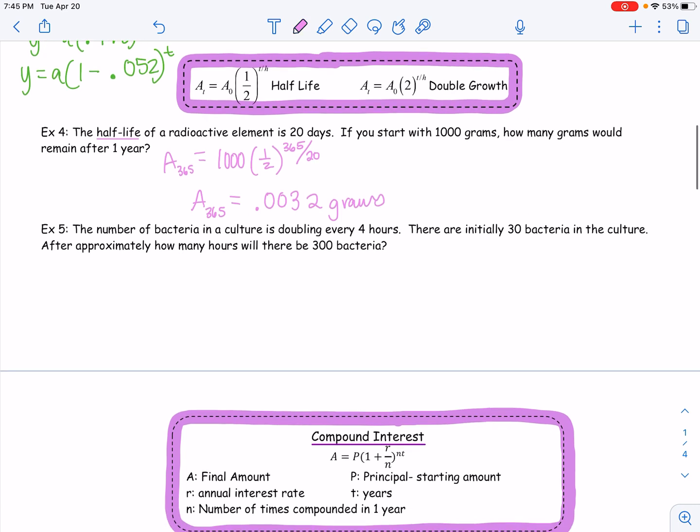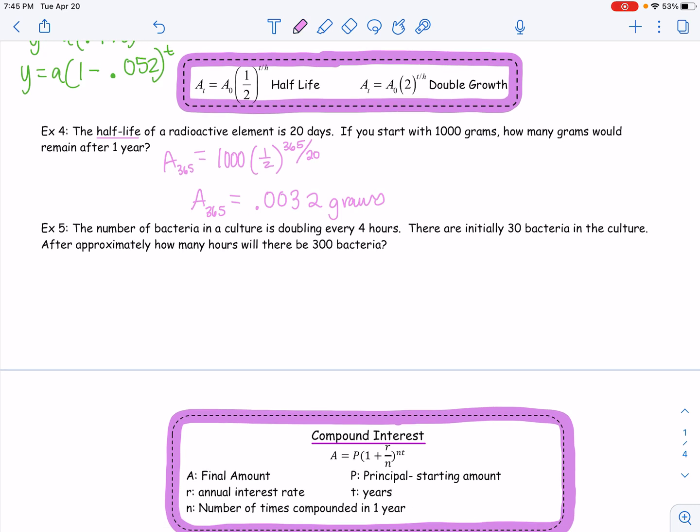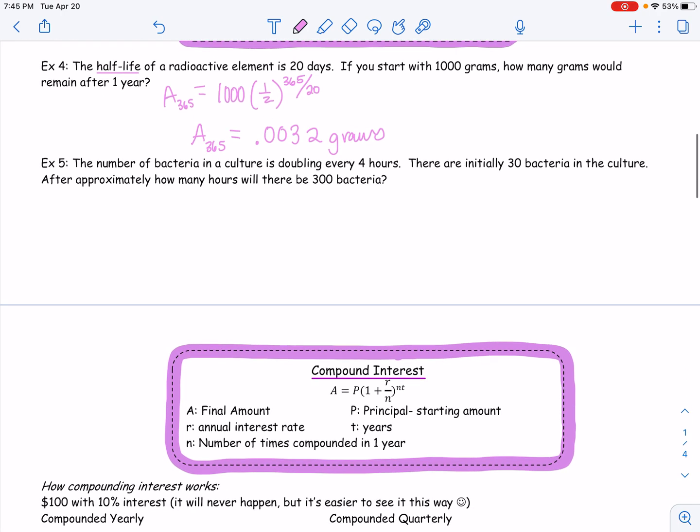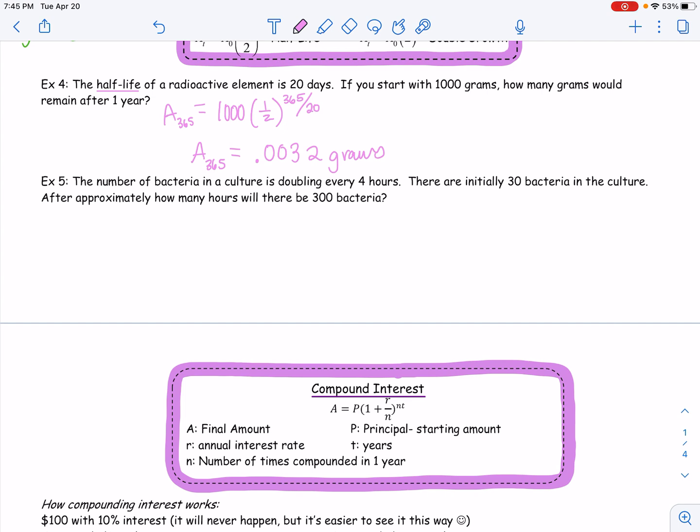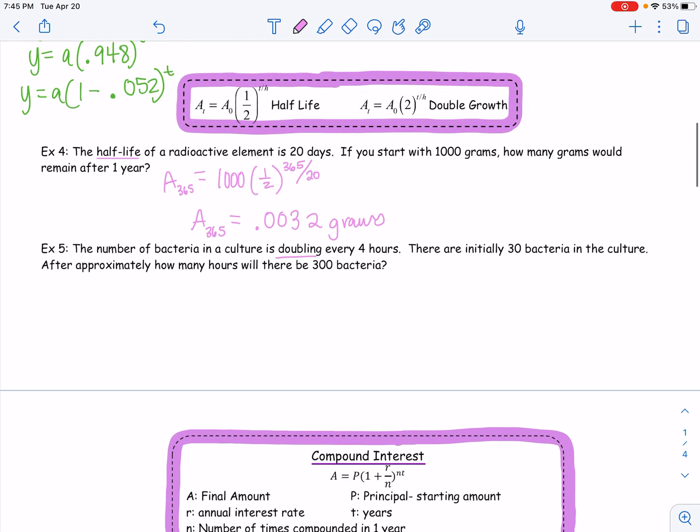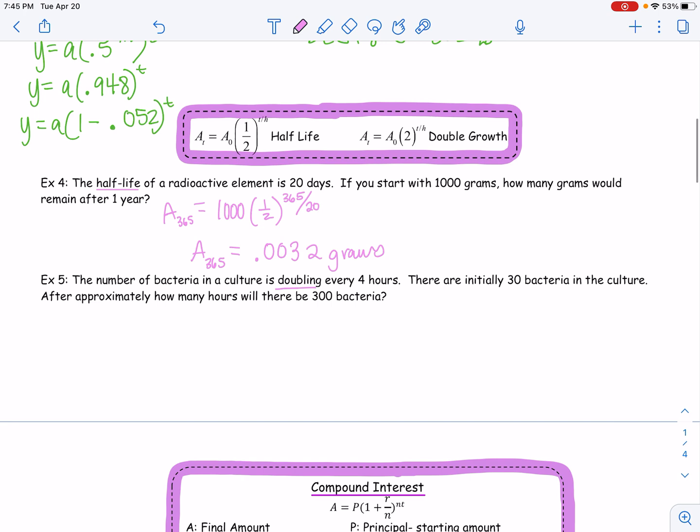Okay. And then double growth. So kind of the same concept, almost the exact same formula, the exact same model, except the base is different. Instead of a half, it's doubling in size every day, every 20 days, every week, every year, whatever. So this example is talking about a bacteria. It says the number of bacteria in a culture is doubling every 4 hours. So that's why we know we're using the double growth. There are initially 30 bacteria in the culture. After approximately how many hours will there be 300 bacteria?